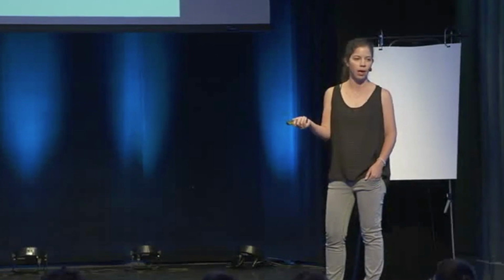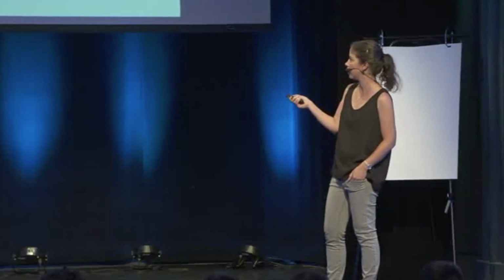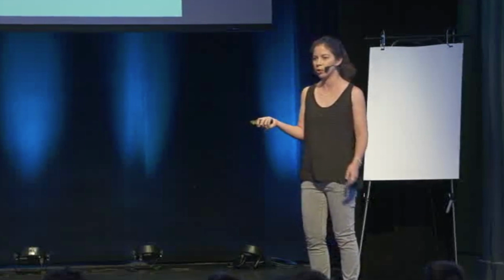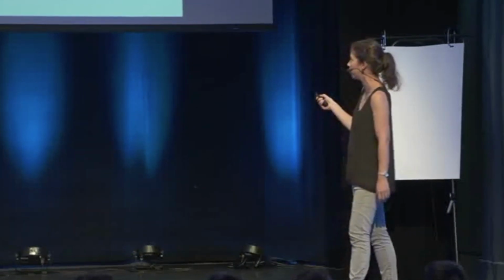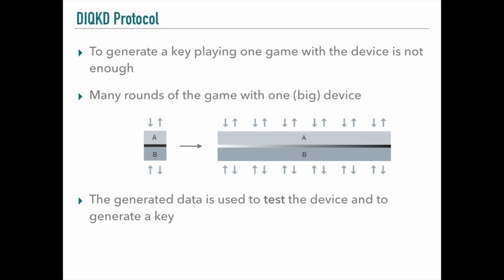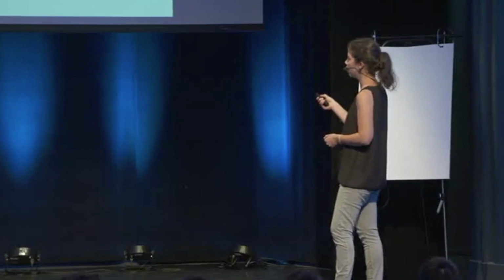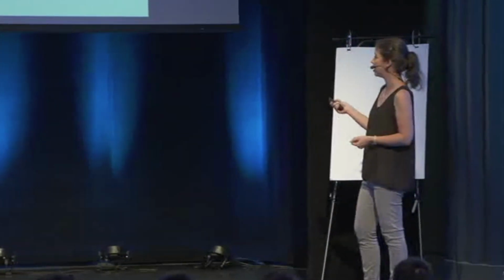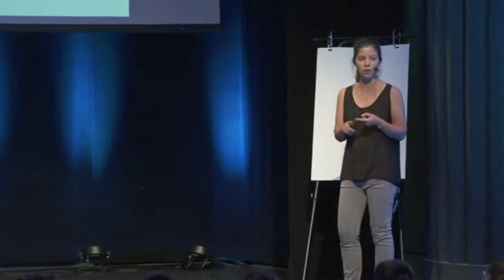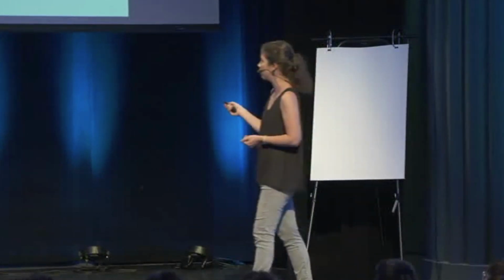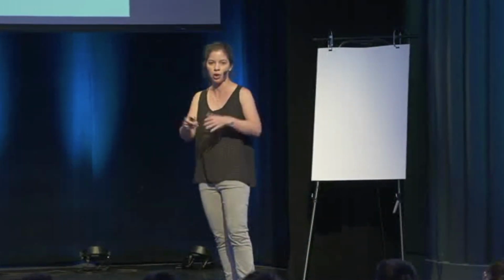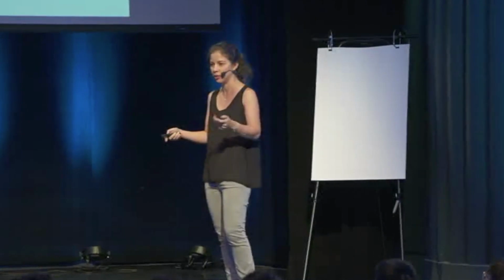So far we had this model, this tiny little box, and we could play one game, so we can give one input and get one output. But clearly, if we want a protocol, if we want to generate a key, then this is not enough. We will need to interact with these bigger systems, or bigger boxes, that allow us to play many rounds, many games, or to give a lot of inputs and get a lot of data out. This data that we are going to generate with this bigger box will be used both for testing the device to see that the device is doing what we want it to do, and to generate the key. Some of the data we will get will actually generate several bits of a key.